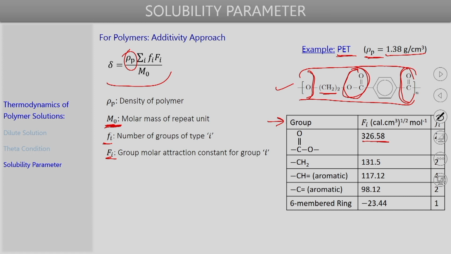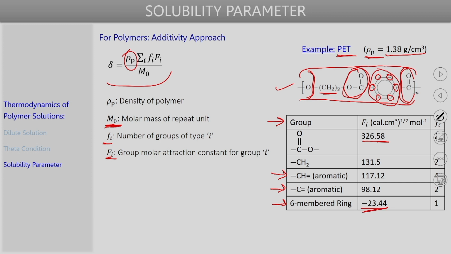If we consider this aromatic 6 membered ring here, it contains 4 CH groups which are incorporated here, and these two are actually just C groups, C in an aromatic ring. And finally, because we have a 6 membered ring, an additional term comes in when we have 6 membered rings, and that value is also taken in here.